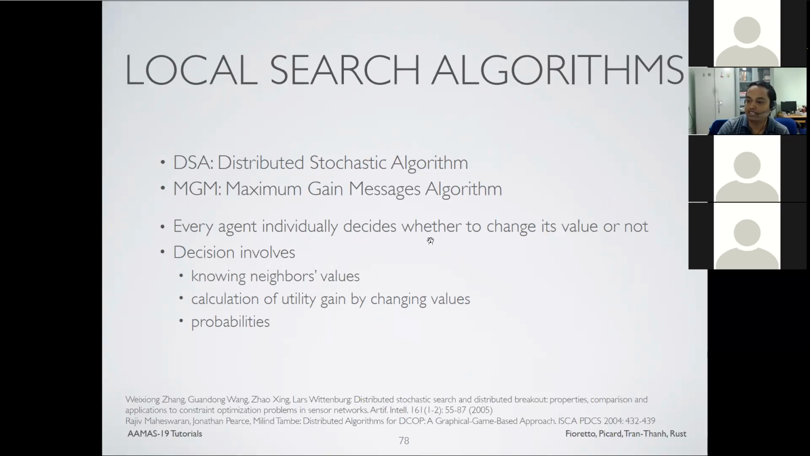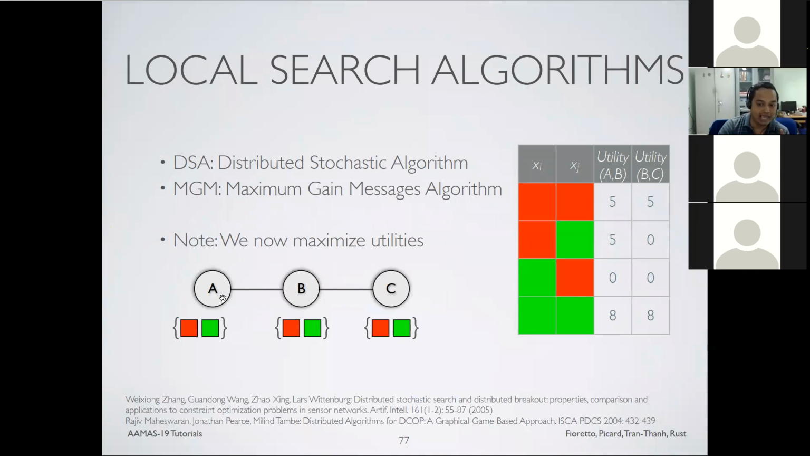Every agent individually decides whether to change its value or not. So each agent will be responsible for choosing the value, whether it will change it or keep it as it is. Decision involves knowing the neighbor's value. That means A can only know the value of B. B can only know the value of A and C. C can only know the value of B. C cannot know the value of A, or A cannot know the value of C, because they are not direct adjacent nodes.